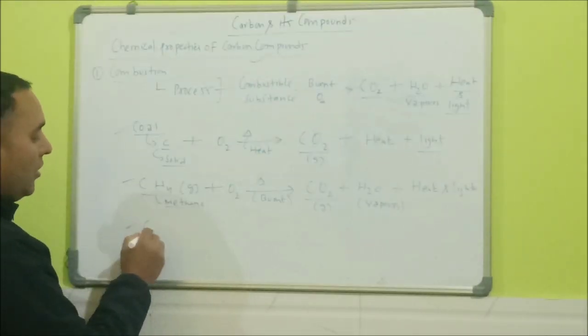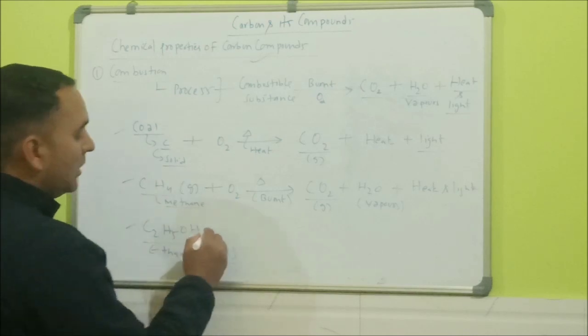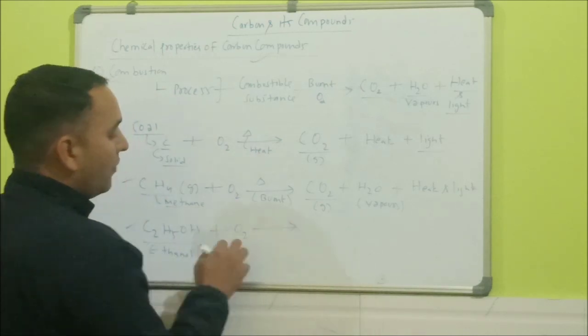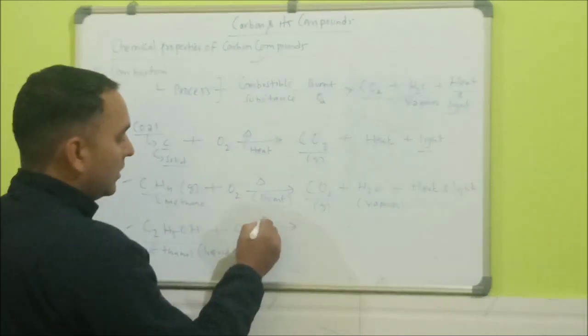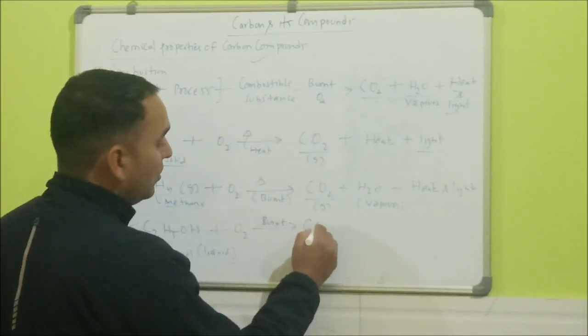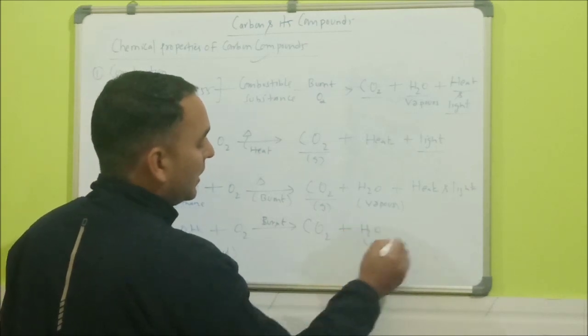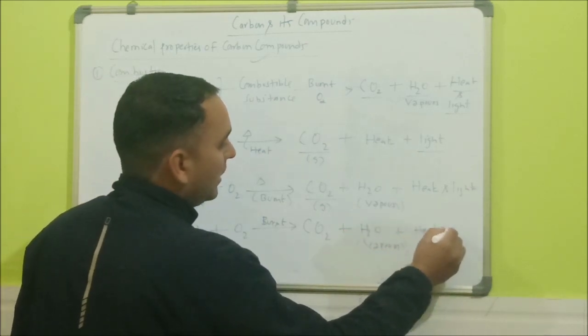Now let us take ethanol, C2H5OH, which is a liquid carbon compound. When it is burned in presence of oxygen, that is air, it produces an amount of carbon dioxide gas, H2O vapors, heat and light.